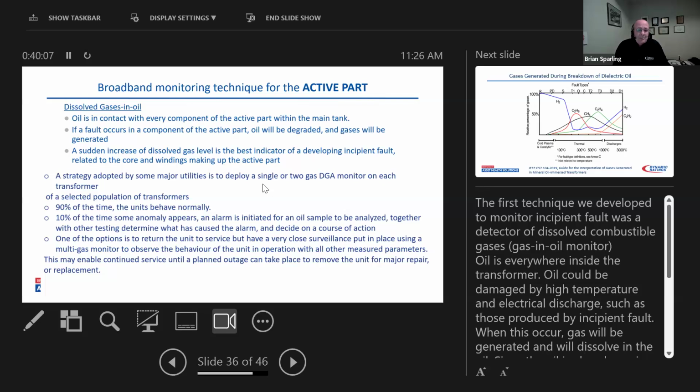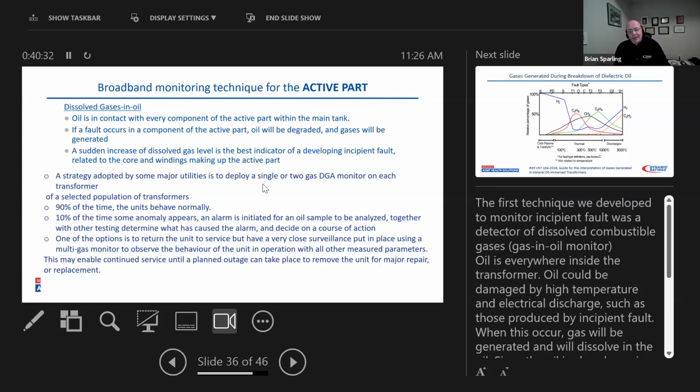The strategy adopted by some major utilities, let me say, is to deploy across a population of transformers either a single or two gas DGA monitor on every transformer. And I stress, a selected population. 90% of the time, you're going to find that the transformers are behaving normally. Back to one of the very first slides.